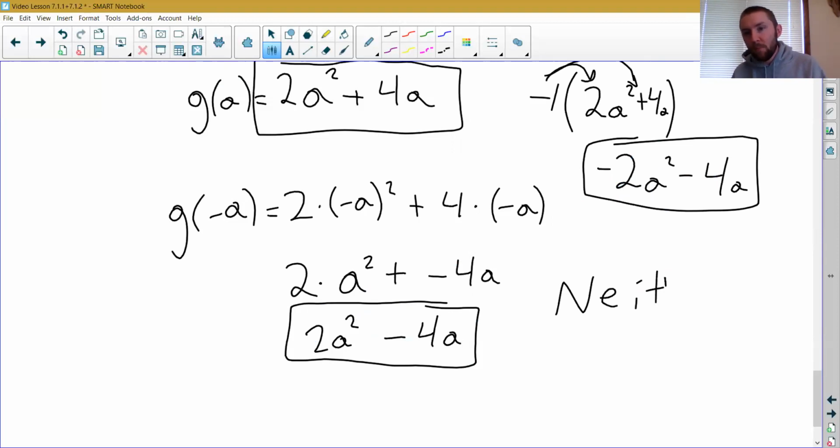And that's what happens most of the time when you do this, okay? It's just certain specific situations. We can find a function and describe it as even if the negative a and positive a plugged in give me the same thing, or odd if the negative a and positive a give me the same thing, but every sign is flipped, okay?